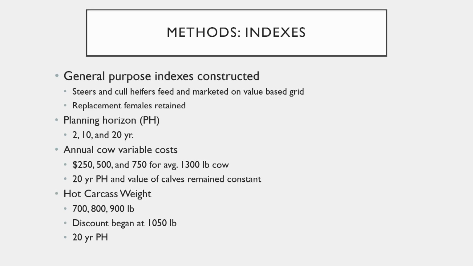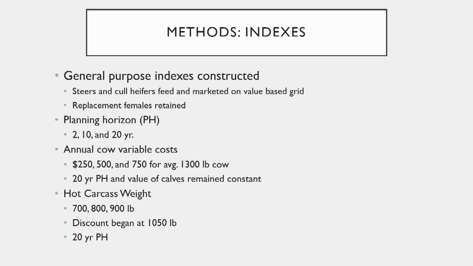So planning horizon is the length of time to contemplate the economic returns and costs associated with a sire selection decision. And that's going to be important as we talk about this balancing. I also perturbed annual cow costs. So annual variable cow costs of $250 in AUM, $500 in AUM, and $750 in AUM, and I assume cows weighed 1,300 pounds on average.